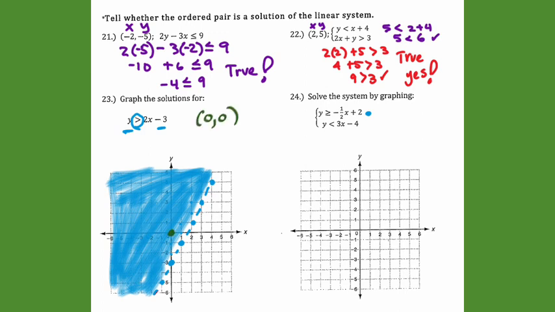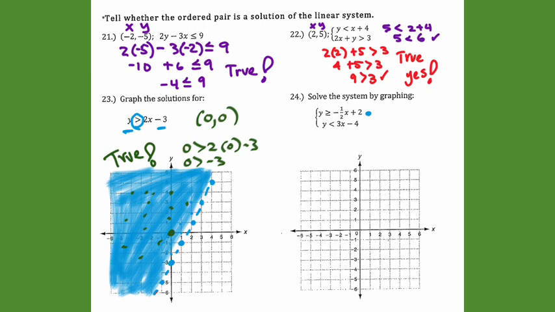And I could do a test point if that works better for me. If I just choose any point that's not on the line, like (0, 0), and plug it in, I can see that this is true. So any side with that point would be true because they're all those sides. Every point on that side is a solution. And on the other side, they're not solutions.